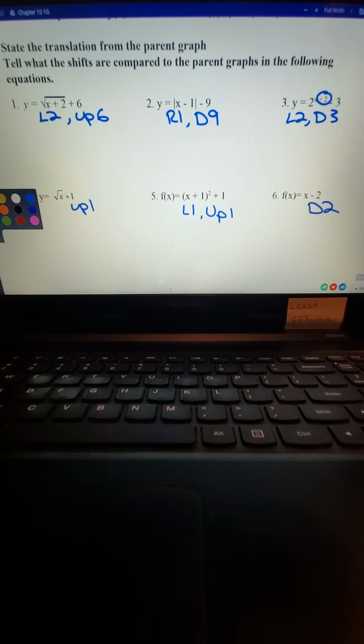Our new vertex for this one would be, holy moly, I did not realize I was that big of a marker. Let's change that.